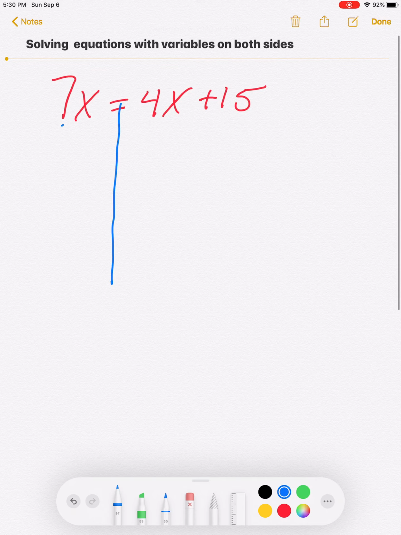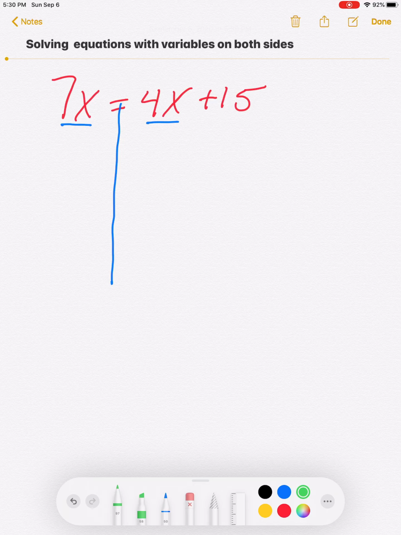Because we have a 7x over here and we have a 4x over here, in order to solve for x, I have to get those together. To get those together, I need to move one of those to the other side. And we move it just like we did before. We move it with the inverse or the opposite operation. So I'm going to move the 4x to the 7x.